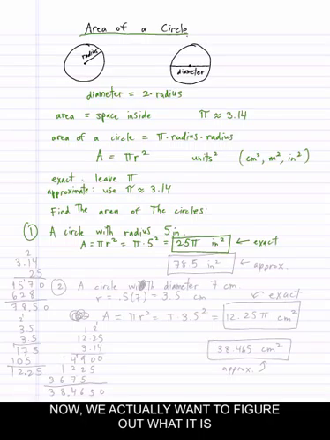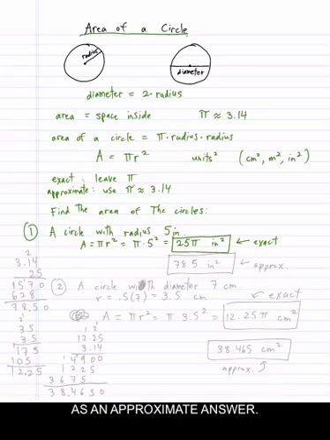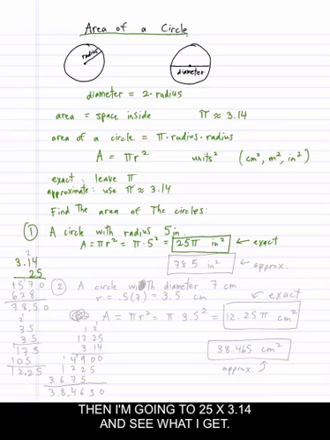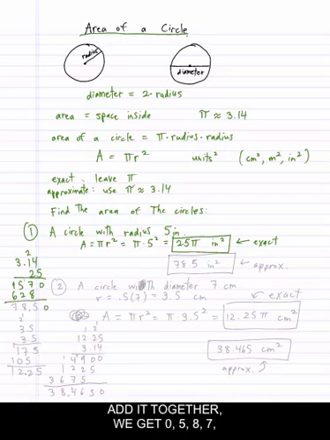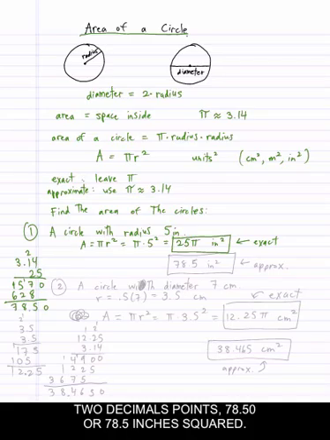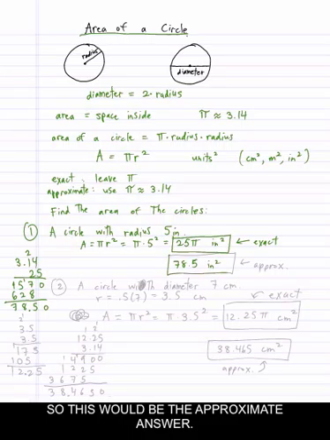Now if we actually want to figure out what it is as an approximate answer, then I'm going to do 25 times 3.14 and see what I get. Added together we get 7857, with 2 decimal points, 78.50, or 78.5 inches squared. So this would be the approximate answer.